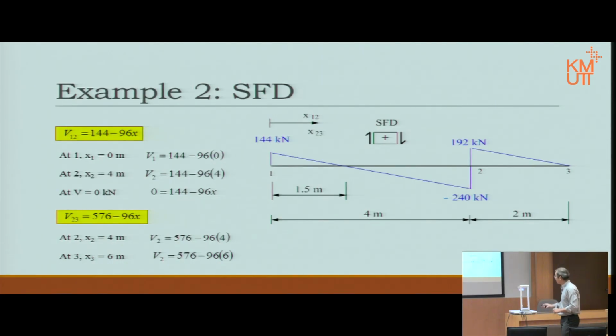Okay, then should we move on? Plus, minus, plus. Okay, just to make sure that we know what we talk about. What do we mean by plus? Plus means it behaves the same as that shear box. Minus, the opposite way. Okay, that's all.